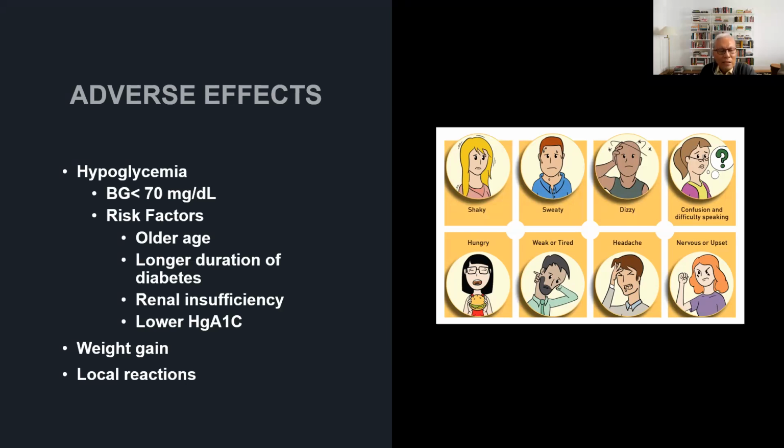You could have weight gain also, and then of course, local reactions. Now, allergic reactions are rare with human insulin and insulin analogues. However, some people might have hypersensitivity because of the additives that are given, like in NPH, when you have protamine, that might cause local reactions, like pruritus or itchiness or erythema.